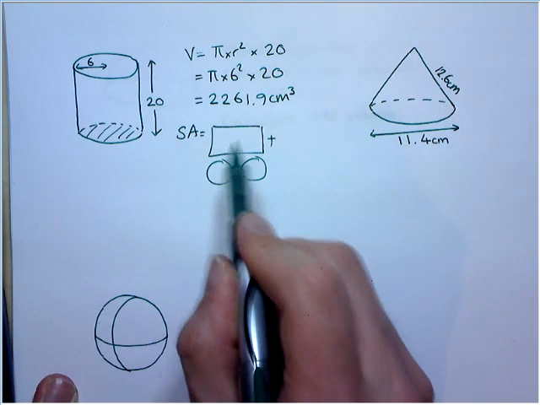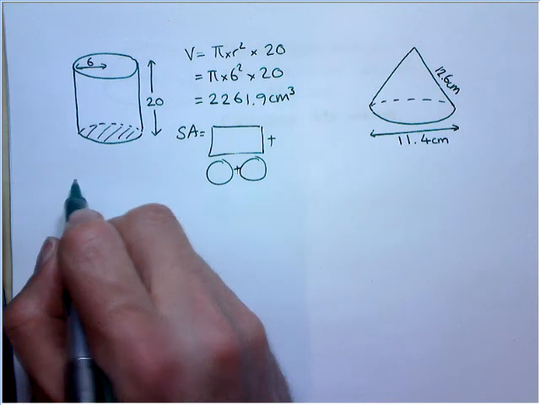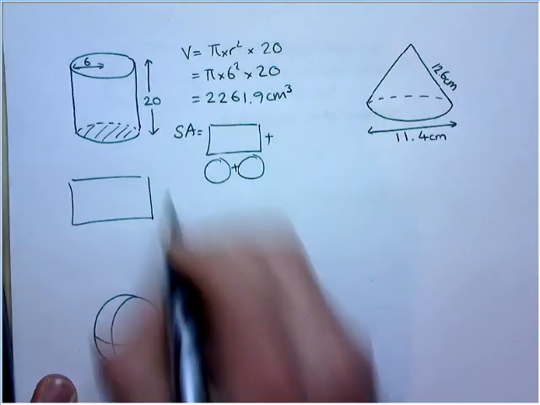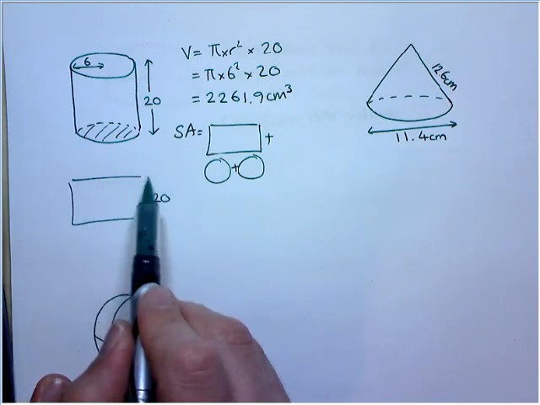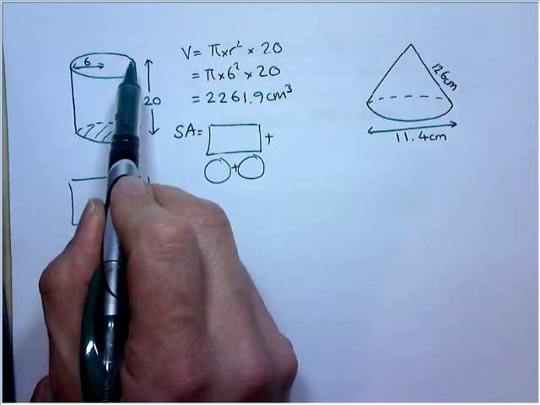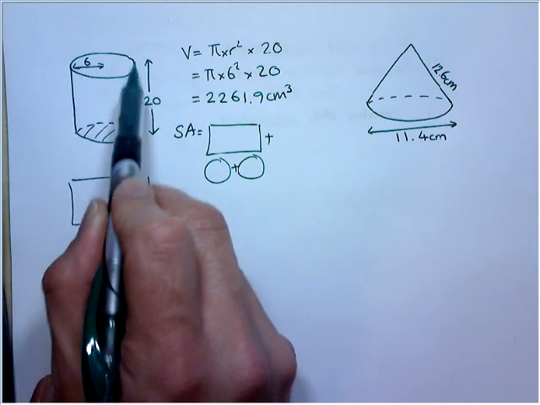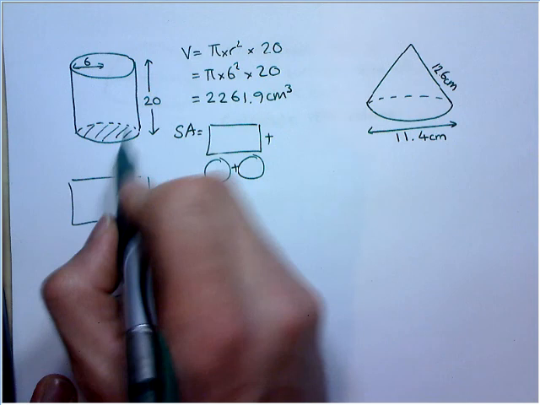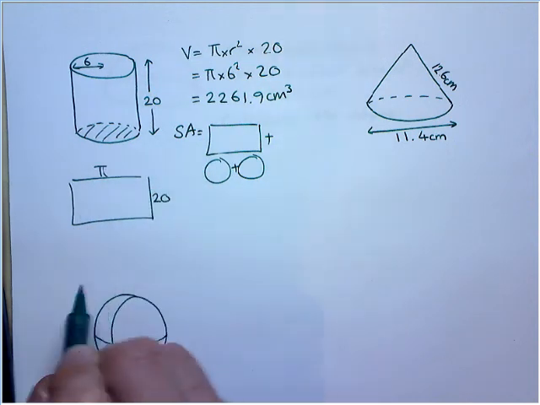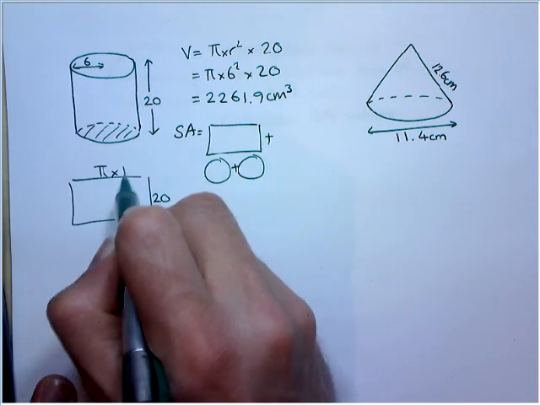So we've got to find out the area of this. So I'll draw it down here. We know this is 20, but we don't know this length here. But if you think about it, if I curl this up, it makes a circle. So this length all the way around here must be this length here. And that is circumference, and that's pi times diameter. In this case, the diameter must be 12.